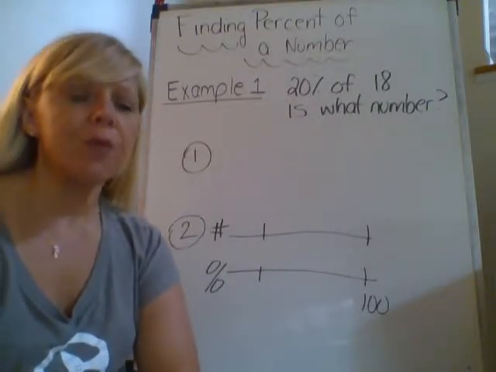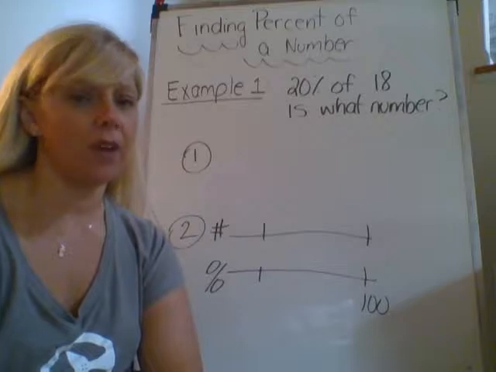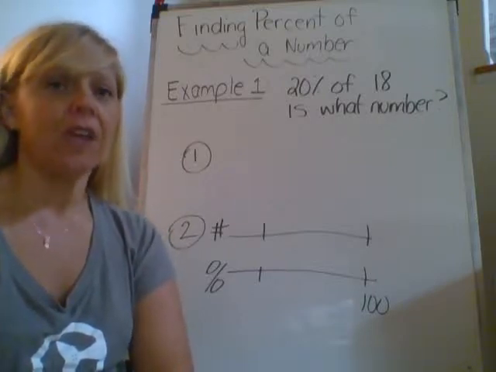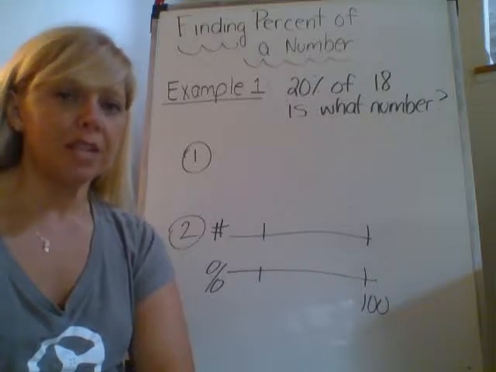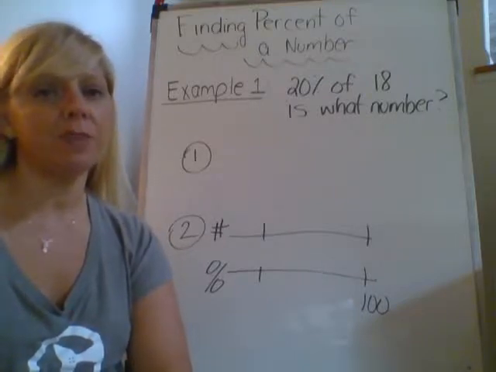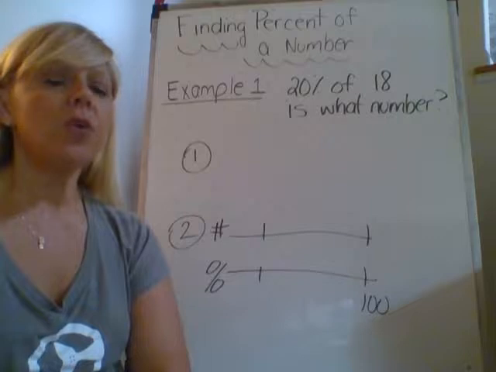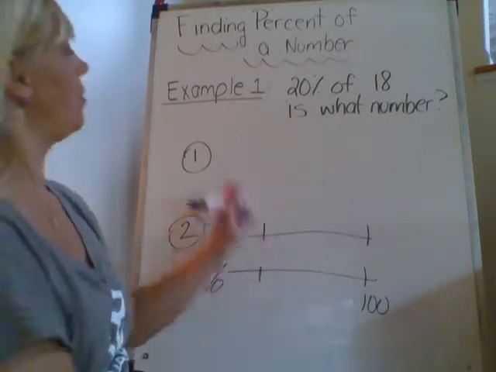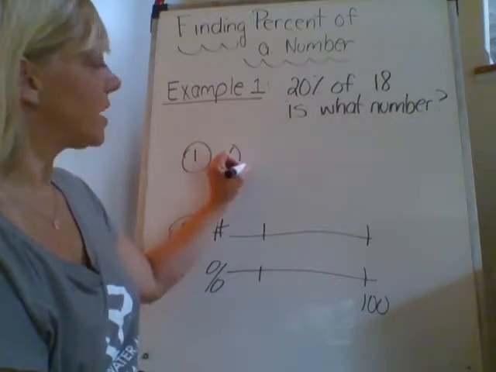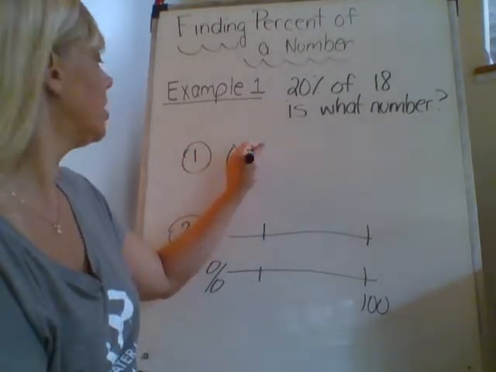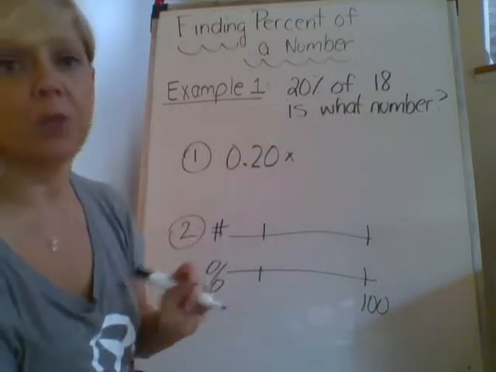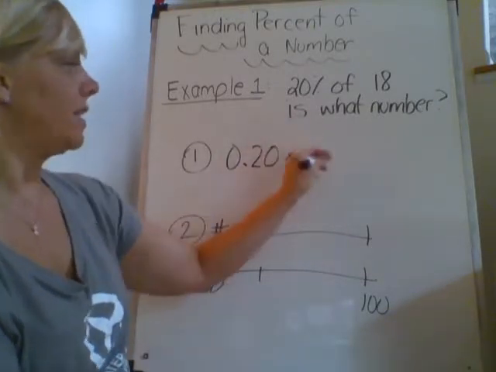Okay, for our first example, we have 20% of 18 is what number? I'm going to do the first way and use the percent equation. Remember, when we're dealing with percents, we want to convert them to a decimal or fraction form. So I'll put the 20% as a decimal in this example. 20% is 20 hundredths or 2 tenths. And of is multiplication, so we multiply.